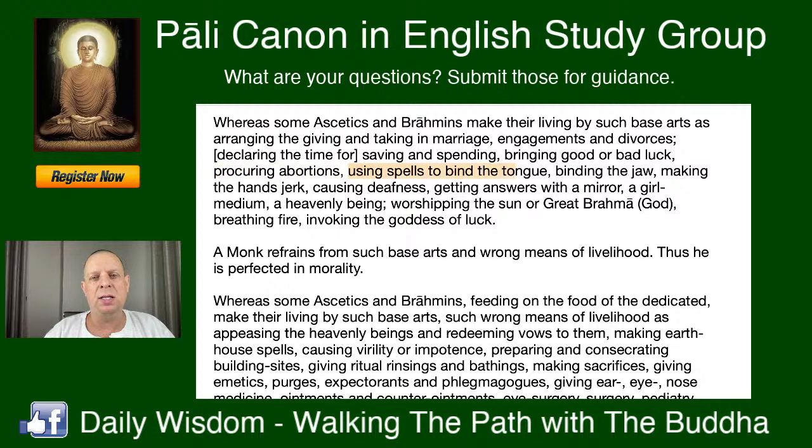Using spells to bind the tongue, bind the jaw, all of these spells that the Buddha is talking about here, this is in getting answers from the mirror, a girl medium, interacting with heavenly beings. This, of course, is wrong livelihood for an ordained practitioner and a teacher. For a household practitioner, this isn't necessarily a wrong livelihood in terms of the five trades, but this is very harmful in the world if these things are actually able to get done, because it promotes wrong view and it promotes problems in the community of doing these things. Worshipping the sun and worshipping God.